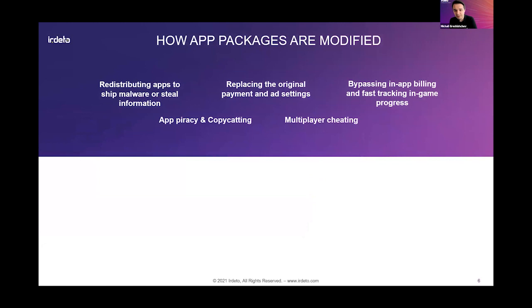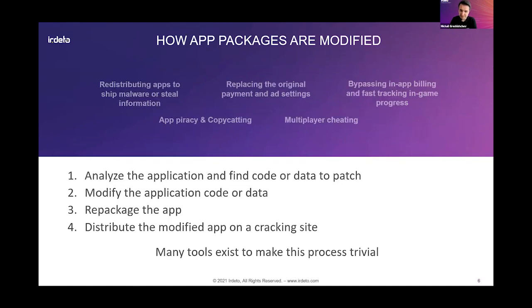On the side of modifying app packages, just a reminder that the whole point of modifying the app package in the first place is to execute one of those threat vectors we discussed before. So maybe you want to make the app available for piracy for free, or maybe you just want to mess with the ad settings to start collecting ad revenue for every pirated app that you convince someone to get off your forum. The process for this is actually quite simple. First, you analyze the application and find the relevant code or data to patch.